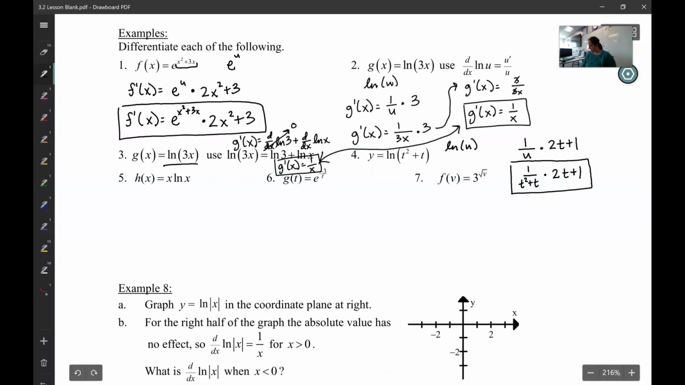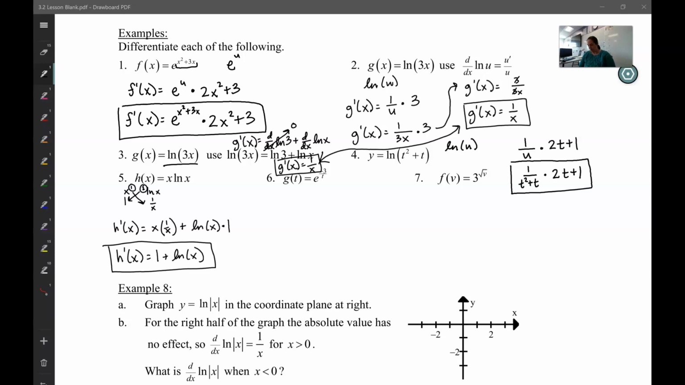Okay, now let's try 5, 6, and 7. Number 5 is just a product rule. So I want you to practice product rule on number 5. Pause the video and then come back and check your answer. Okay, should have gotten 1 plus ln of x using our product rule.